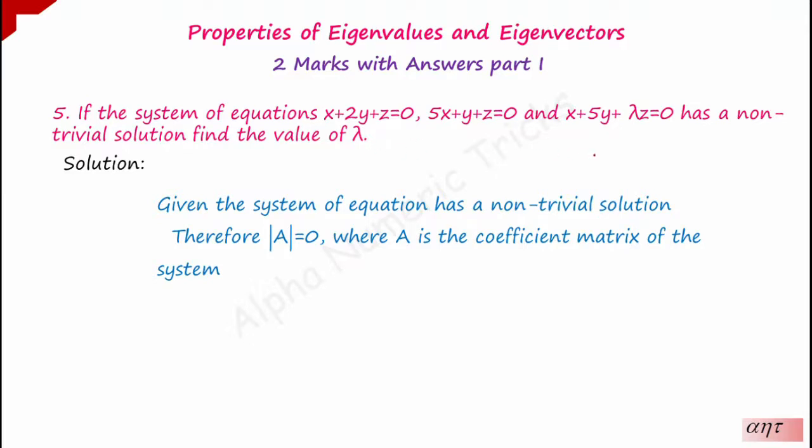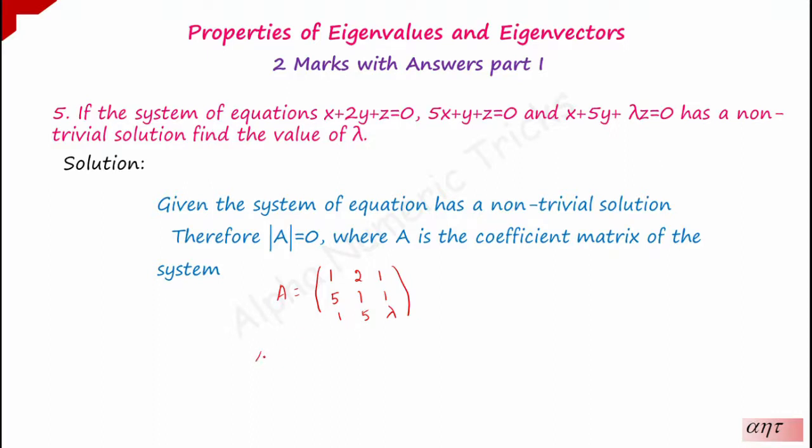That is, whenever the system of equations has non-trivial solution, the condition is determinant A is equal to 0. So we have to find out the determinant A of the matrix, but A is the coefficient of a system. Okay. We have to write the coefficient of x, y, z in the first equation, 1, 2 and 1. In second equation, the coefficient of x, y, z is 5, 1, 1. Write in the second row. And next one is 1, 5, lambda, that is written in the third row. For this matrix, we have to find out the determinant A and use the condition. We get the answer for lambda.